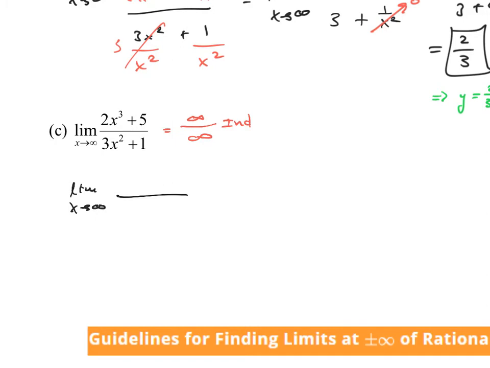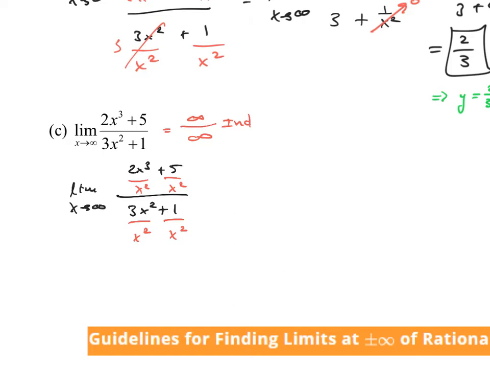So when I do that, on top I have 2x cubed plus 5, leaving room. On bottom I have 3x squared plus 1, leaving room. I divide each one of those by the highest power in the denominator. The highest power in the denominator is x squared.